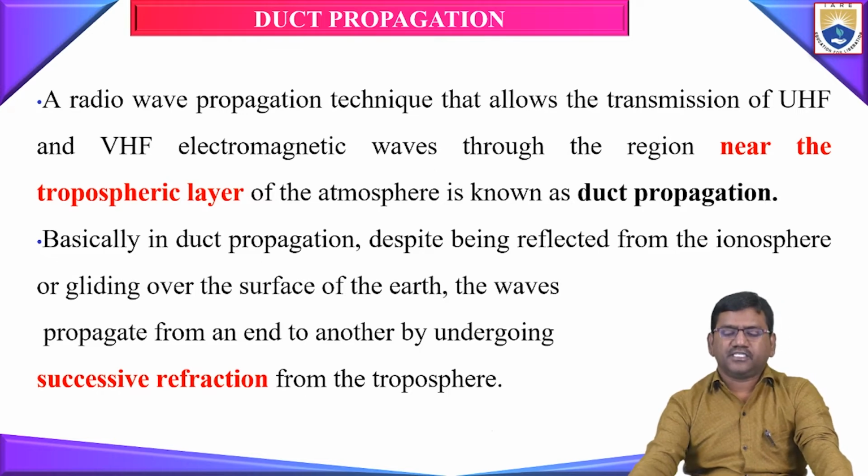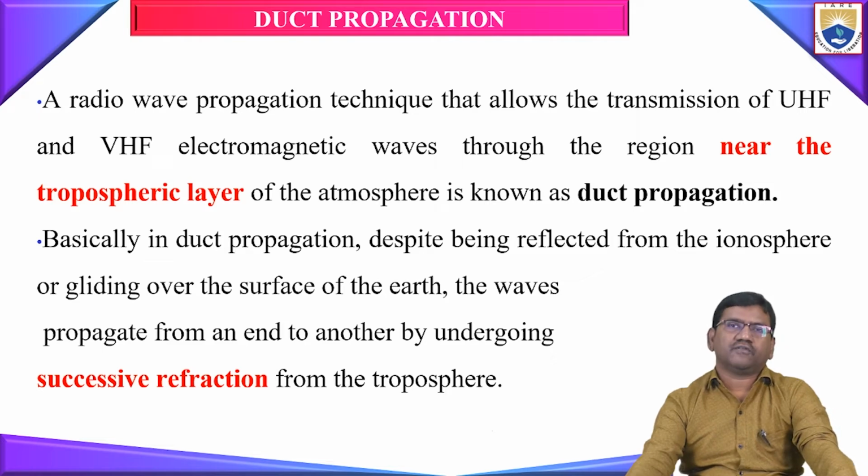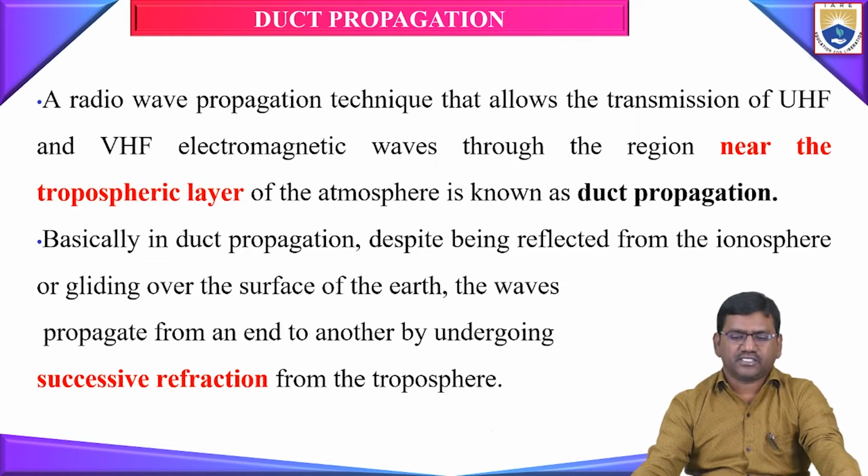Duct propagation is generally possible in the tropospheric layer, that is over the surface of the earth, around 16 kilometers. Basically in duct propagation, instead of being reflected from the ionosphere or gliding over the surface of the earth, the waves propagate from end to end by undergoing successive refraction from the troposphere.